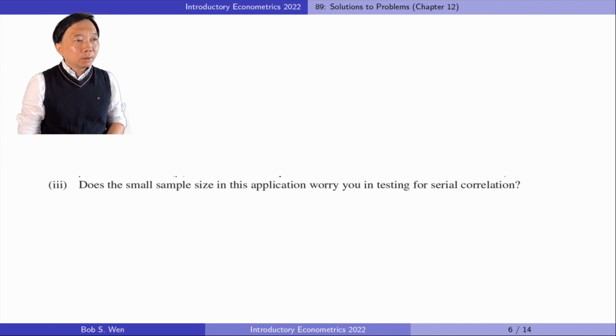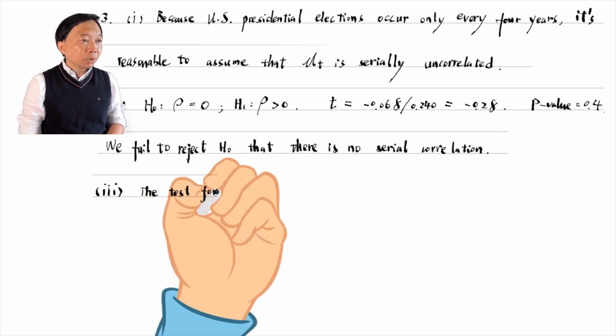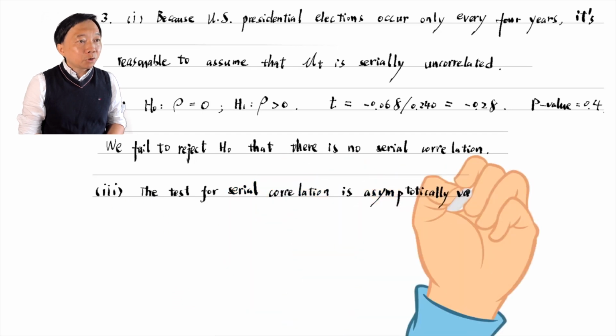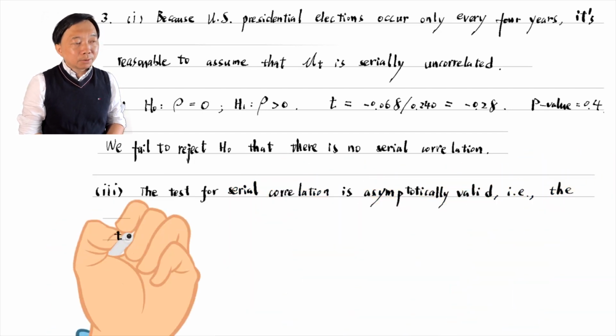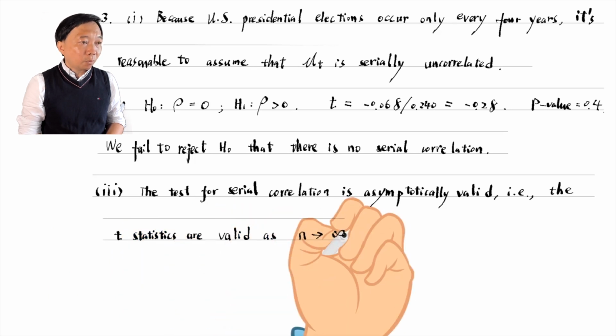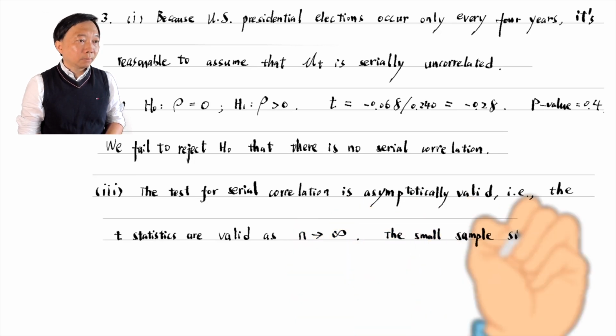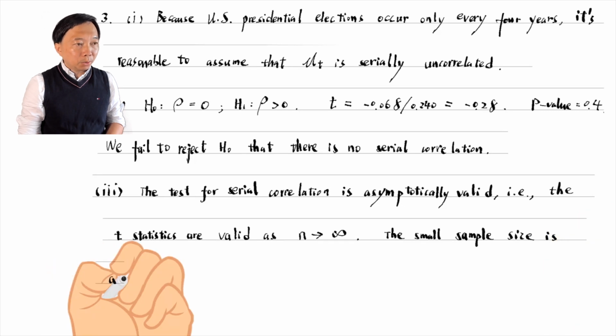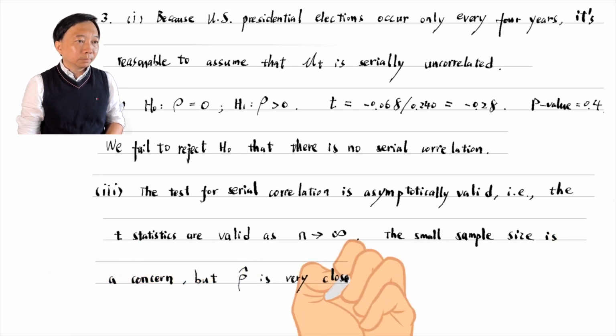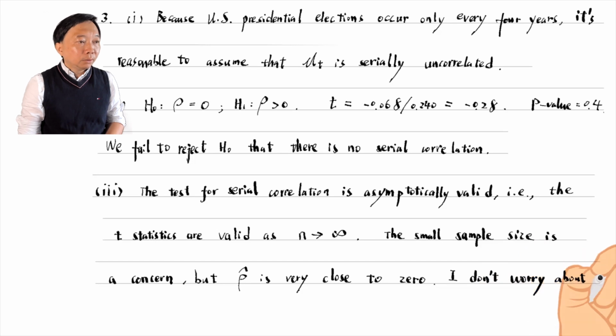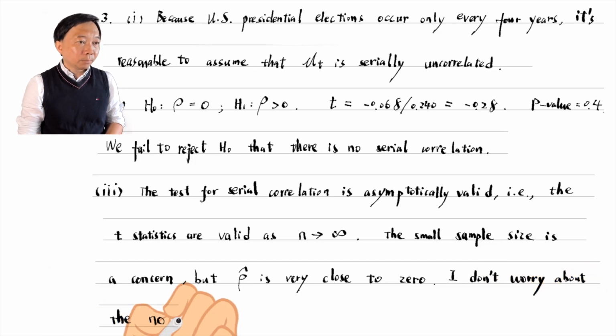In part 3, does the small sample size in this application worry you in testing for serial correlation? The test for serial correlation is asymptotically valid. That is, the t-statistics are valid as the sample size approaches infinity. The small sample size is a concern, but the estimate of rho is very close to 0, so I don't worry about the no serial correlation conclusion.